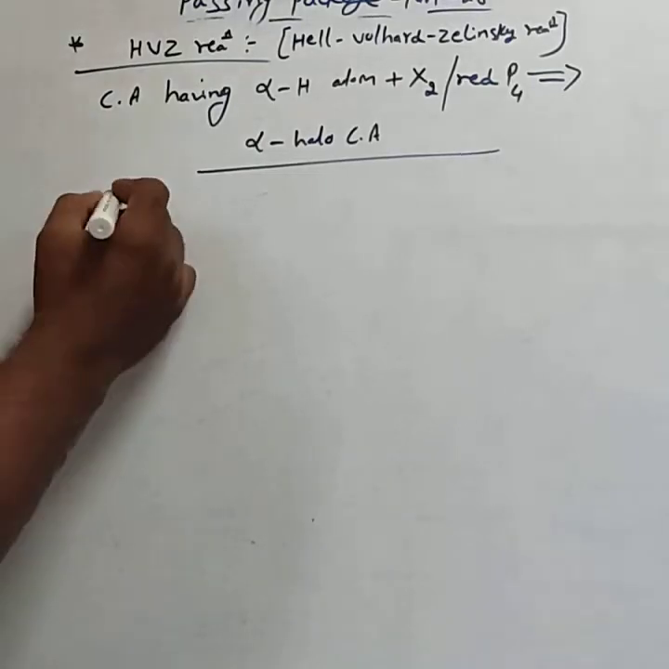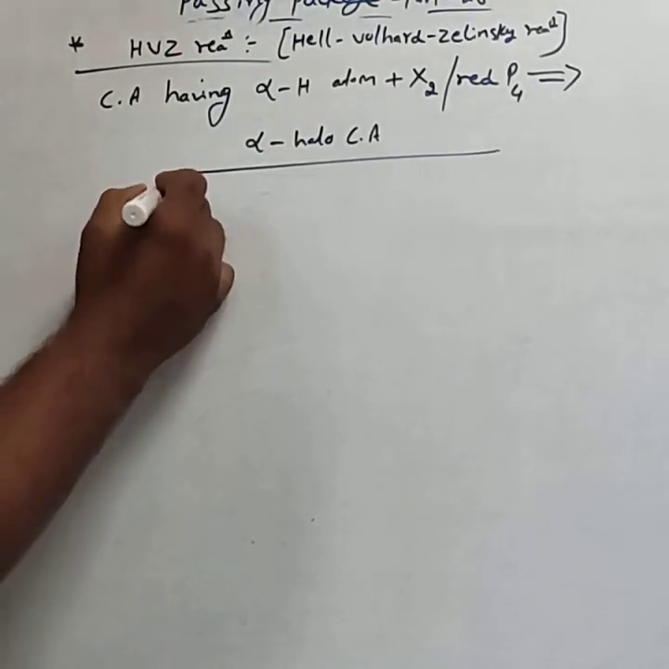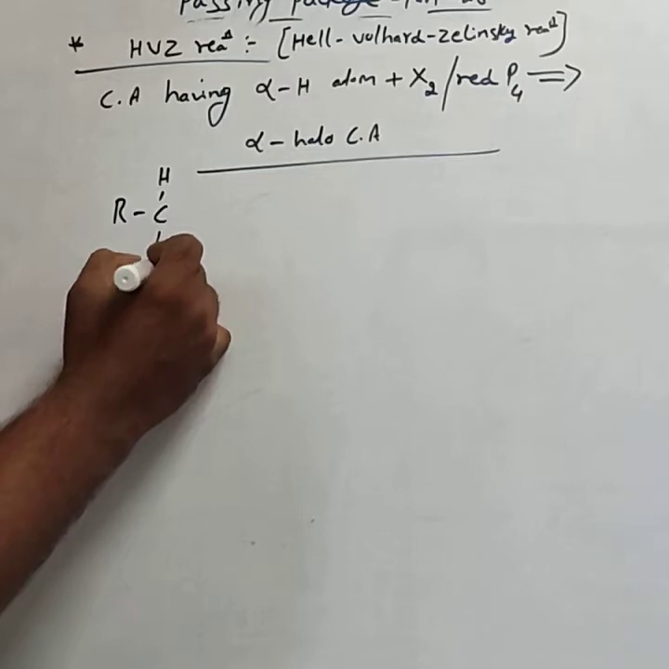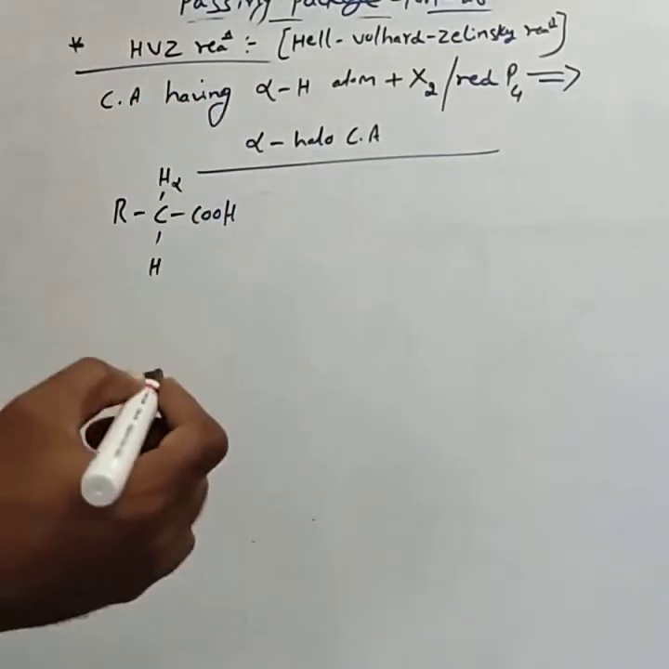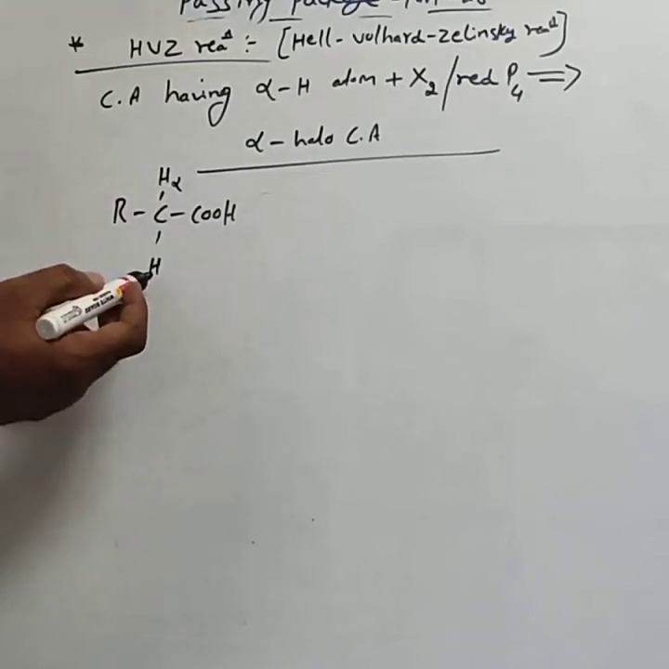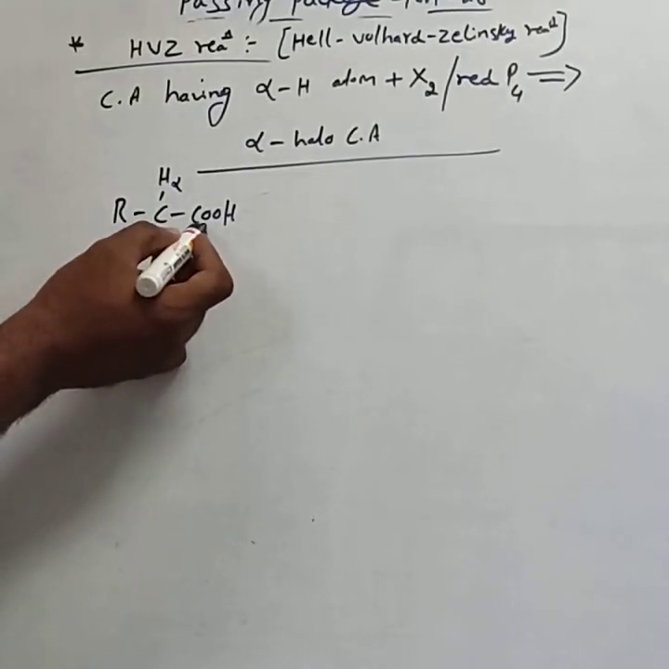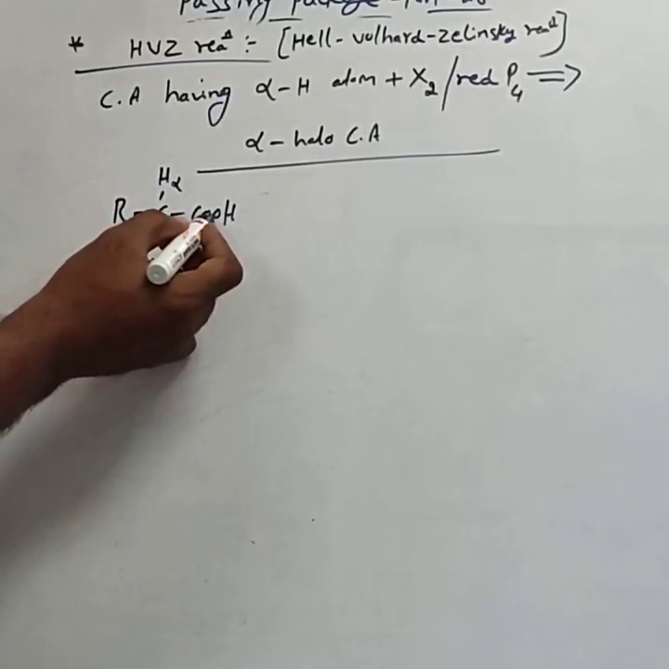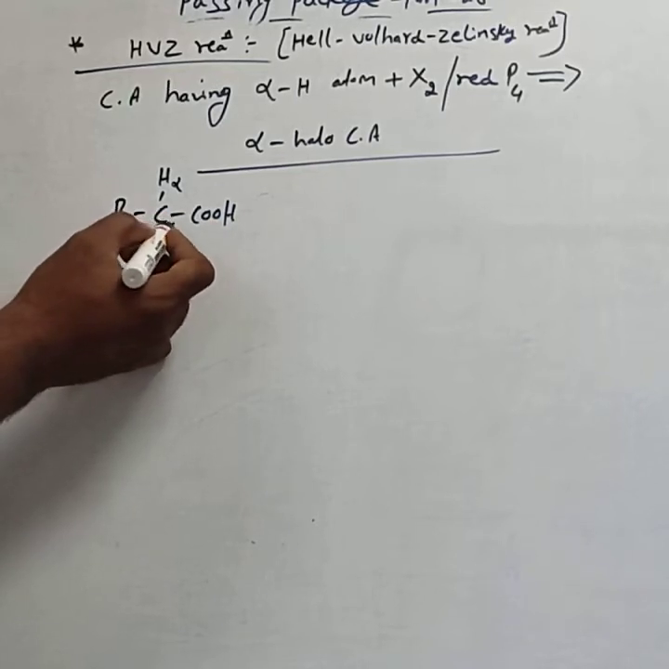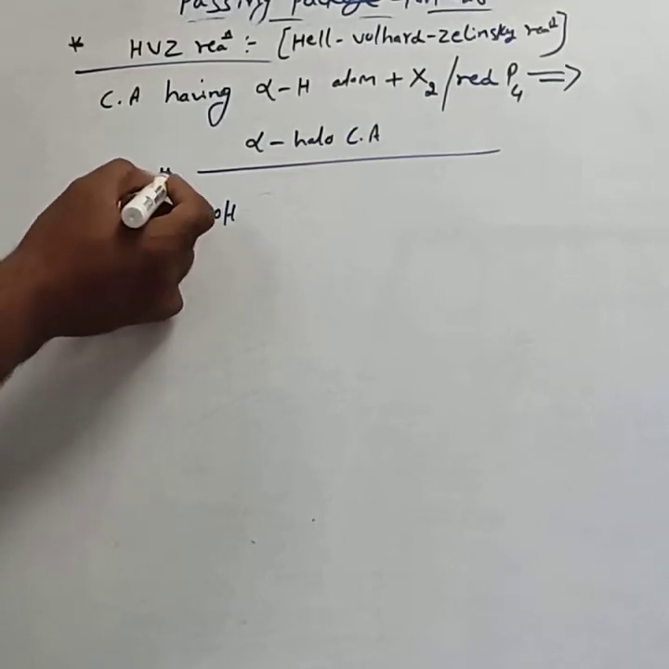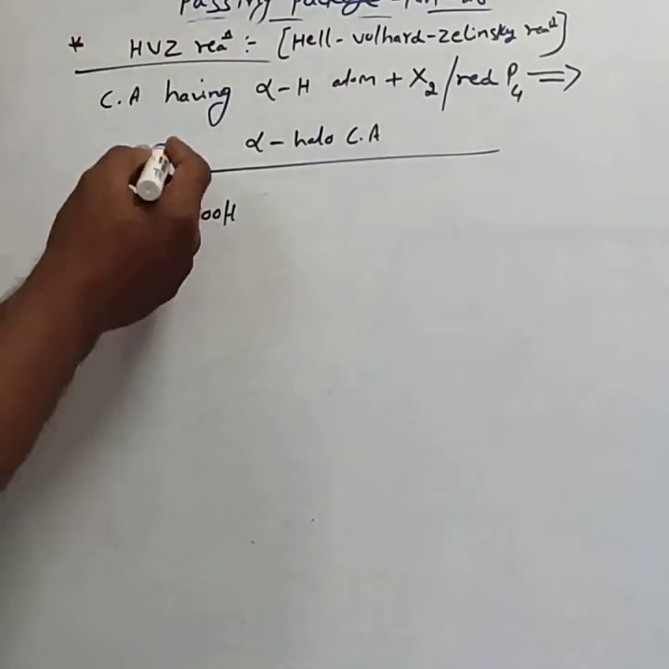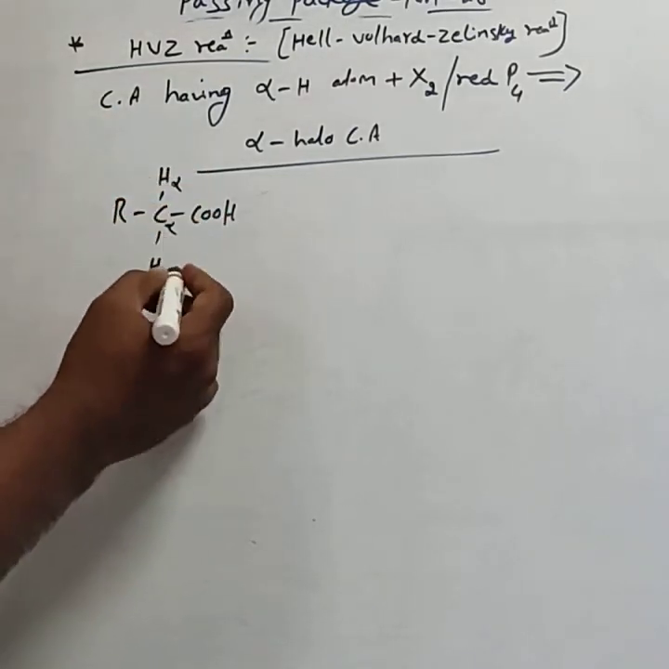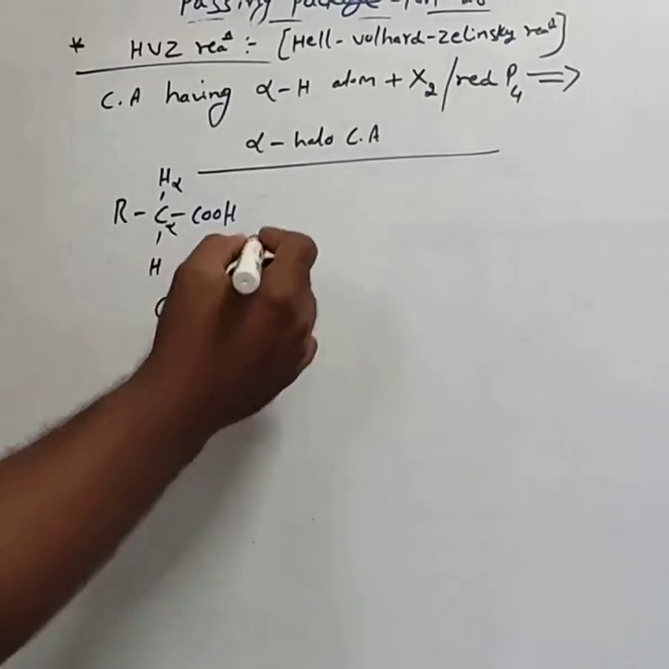Take the general reaction, R-CH2-COOH. This is called an alpha hydrogen. There are two alpha hydrogen atoms. The functional group is COOH. The carbon bonded to the functional group is called the alpha carbon. The alpha carbon has hydrogens; those are called alpha hydrogens. This is the carboxylic acid containing alpha hydrogen atoms.